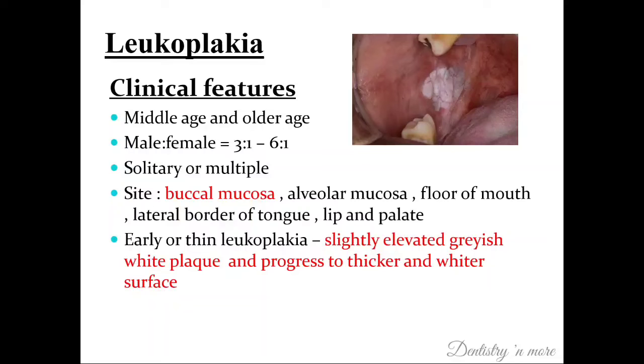So you have to speak about that, and then followed by the clinical features, that is first and foremost age predilection, that is it is seen in the middle-aged as well as the older age group. And then when speaking about the gender predilection, the male to female ratio is found to be 3:1 to 6:1 is the range. And then followed by the clinical features or the clinical appearance that you see.